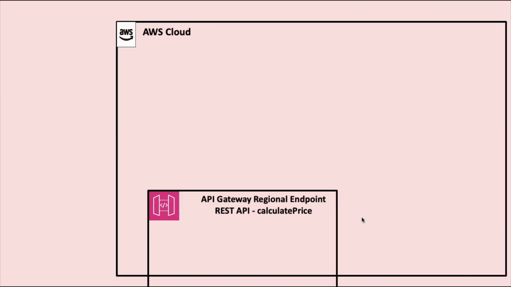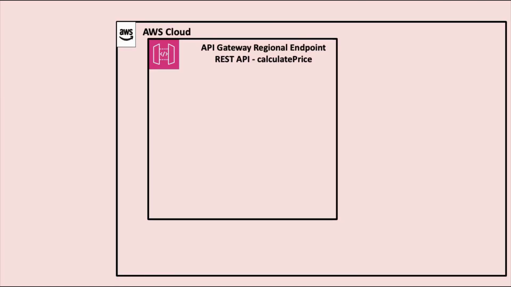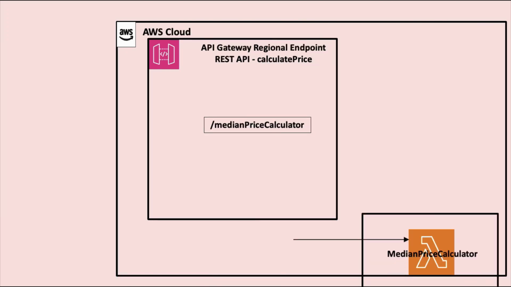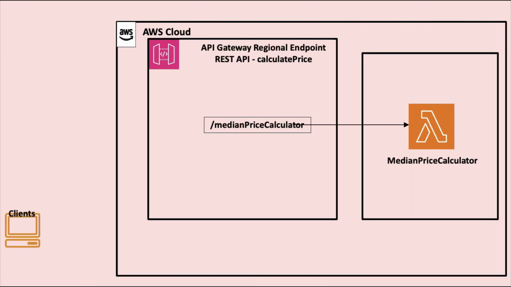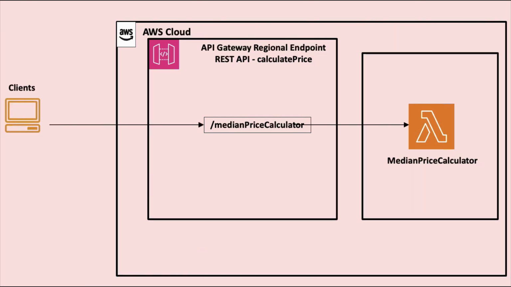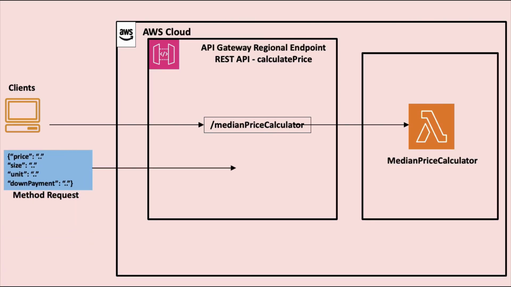Let us say we have created one REST API called calculate price, and within that we have created one resource called median price calculator, and the backend is Lambda. When the client sends a request to this API, the first thing API Gateway does is check whether the response is already available in the cache. If it is there, it will simply take the response and send it to the client. That means the backend Lambda will not be invoked.